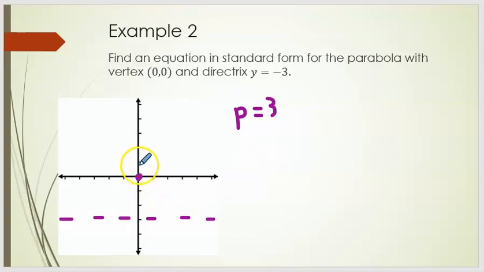which means I can go that same distance in the opposite direction, and that will give me the point for the focus. So now I already have a rough sketch of my parabola, which can help me with figuring out the equation.